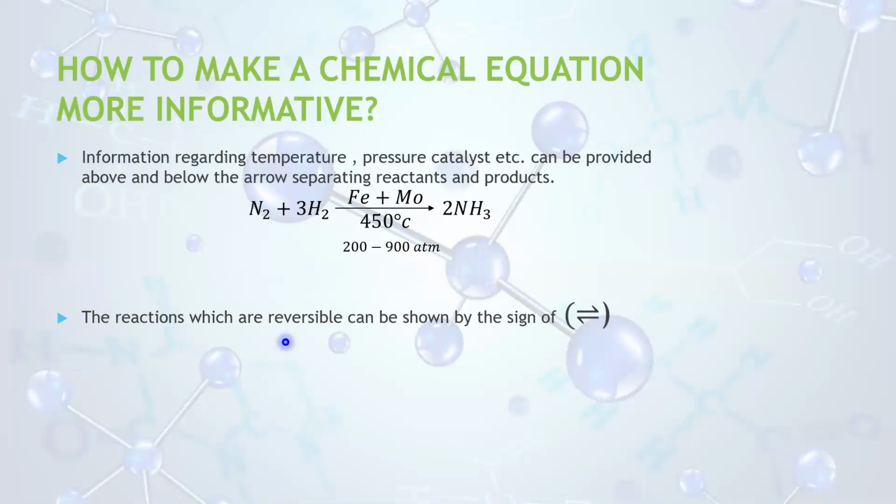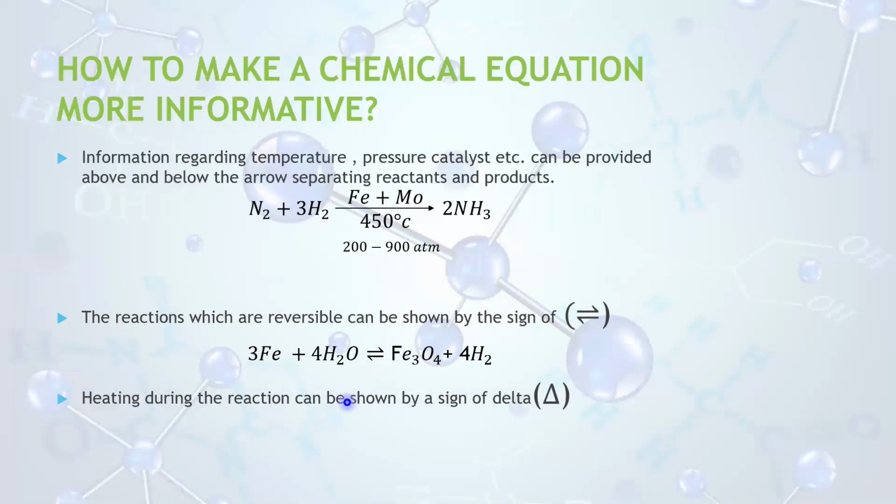Next, the reactions which are reversible can be shown by the sign double-sided arrow. This is the double-sided arrow. If the reaction is reversible, we can use this double-sided arrow instead of this simple arrow. Example, iron reaction with steam. We will get iron oxide and hydrogen. This is a reversible reaction. So we can use this double-sided arrow.